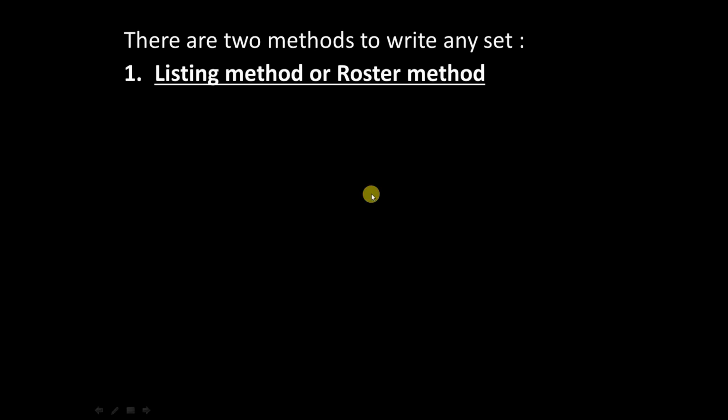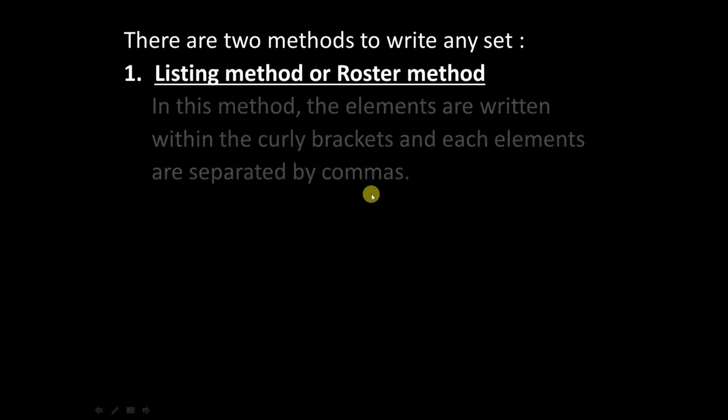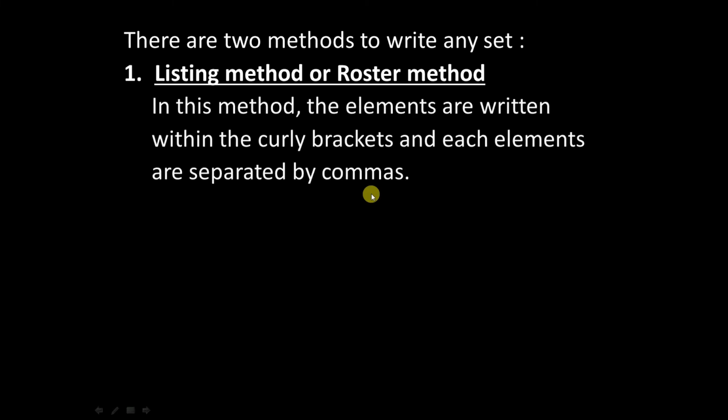So in this video we are going to study methods of writing the sets. Let us understand that there are two methods to write a set. The first one is the listing method or the roster method. So what do we do in this method? As the name suggests, listing method, it is a set which lists down your elements. It is written within the curly brackets and each element is separated by commas.